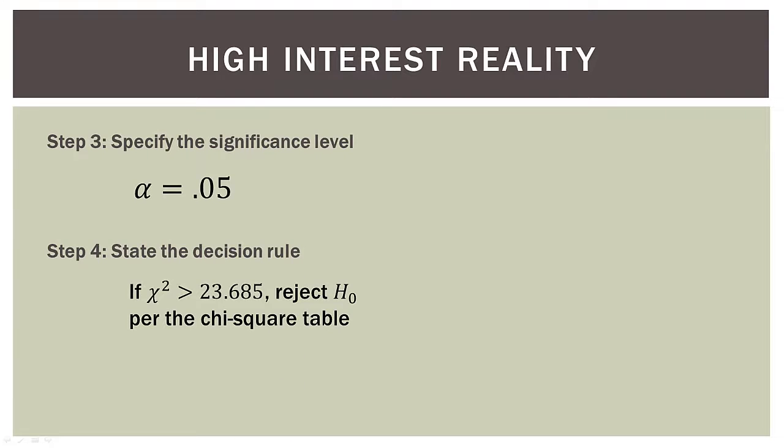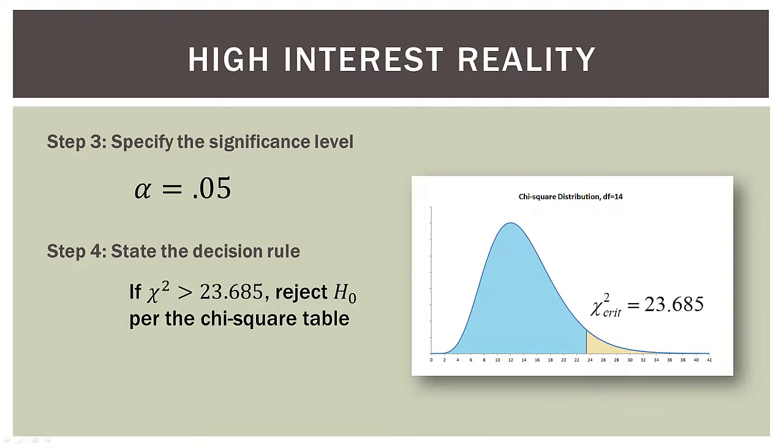State our decision rule. If the chi-square is greater than 23.685, we reject the null hypothesis per the chi-square table. If we went to our chi-square table and looked up an alpha of 0.05 with the degrees of freedom of 14, we will find that this critical value is 23.685. And of course, if our test statistic is above that, that places it in the upper region, in the brown region, and therefore we would reject the null hypothesis.